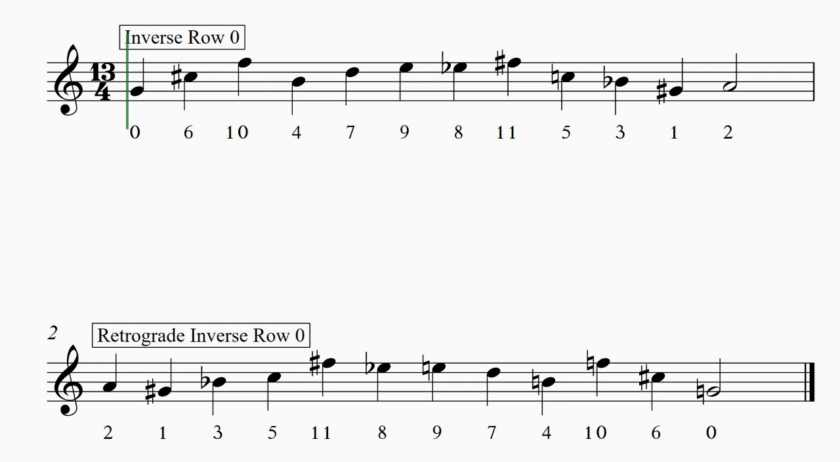Inversions can also be presented in reverse for a form called, somewhat cheekily, a retrograde inversion. Lastly, any of these interval sequences can begin from any of the 12 notes of the chromatic scale for what's called a transposition.